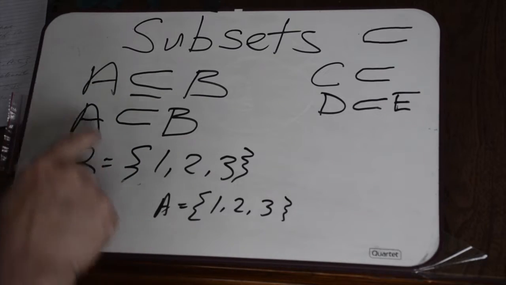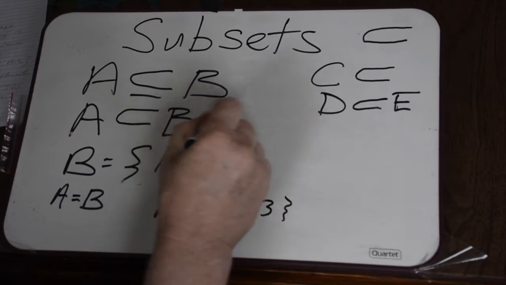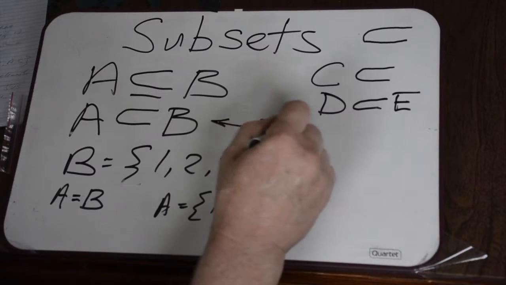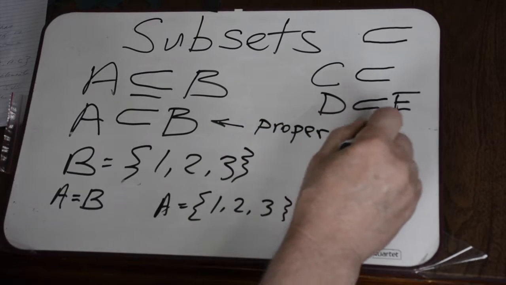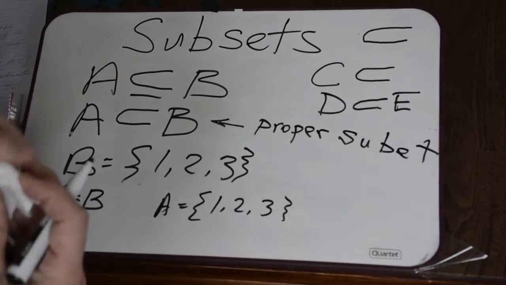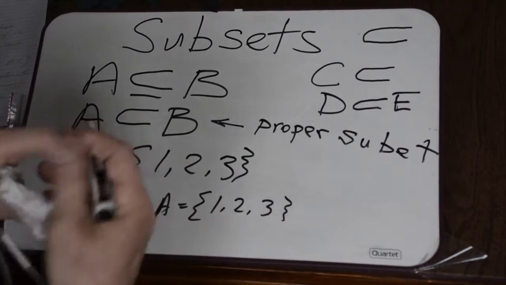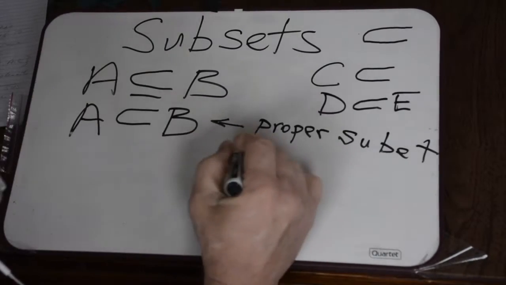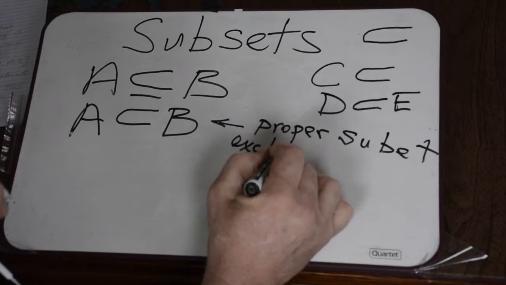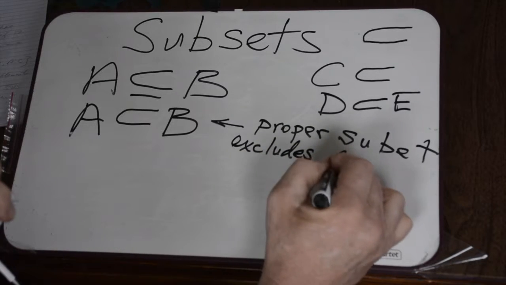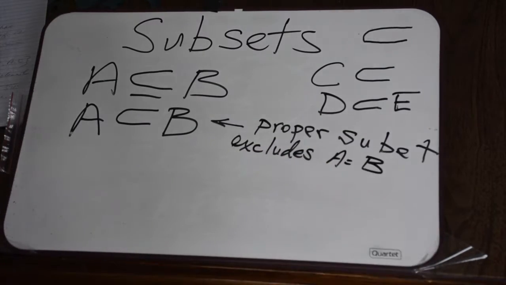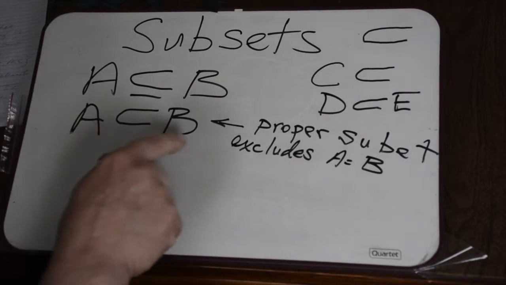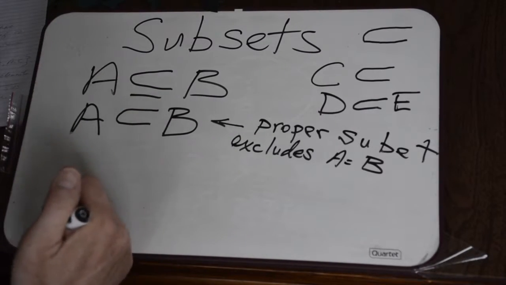We have a thing called a proper subset. The proper subset excludes this case. A proper subset excludes A equal B. A proper subset excludes that. So when you say A is a proper subset of B, it does not allow that.